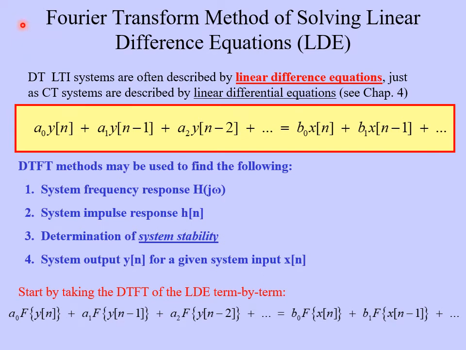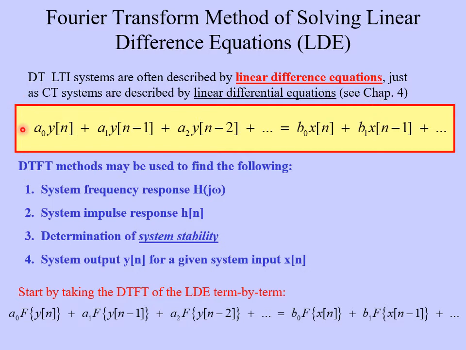So as we did in chapter 4, I'm going to show you here the derivation first, but we're not going to have to do this every time we want to use this method, but I want to show you where the method comes from. So the idea here is that in discrete time, LTI systems are often described by linear difference equations. And again, this is completely analogous to the way that continuous time systems are described by linear differential equations as discussed in the previous chapter, in chapter 4.